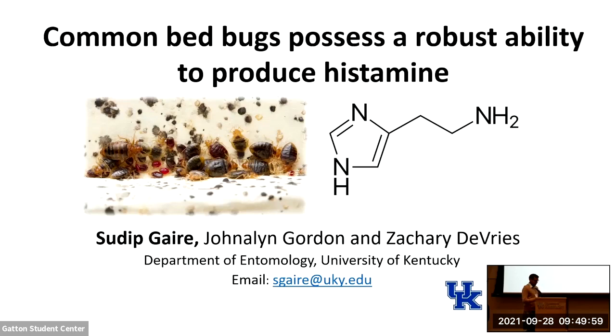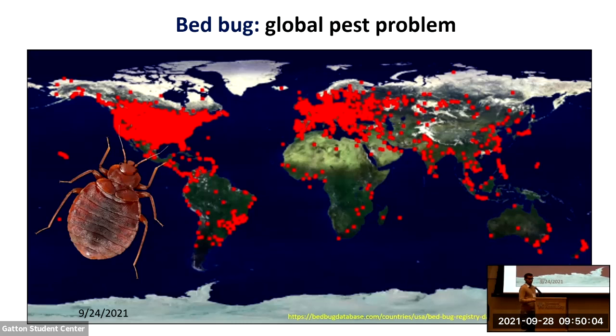This is the current situation of the bedbug problem overall. You can see this red dot. This red dot indicates the presence of bedbugs in those countries. Just focus on the United States, pretty much covered with bedbugs. All cities are covered with bedbugs. This is a tiny, tiny creature that's covering the United States. Almost all cities are infested with bedbugs.